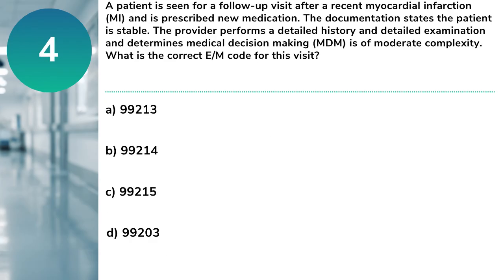Question 4. A patient is seen for a follow-up visit after a recent myocardial infarction, MI, and is prescribed new medication. The documentation states the patient is stable. The provider performs a detailed history and detailed examination and determines medical decision-making, MDM, is of moderate complexity. What is the correct E/M code for this visit? A. 99213. B. 99214. C. 99215. D. 99203.